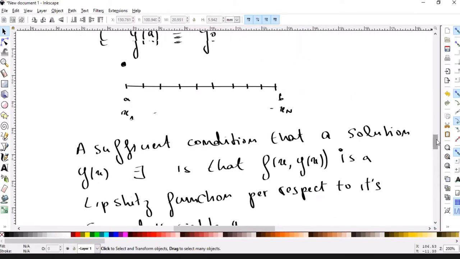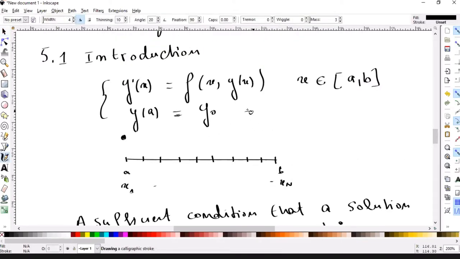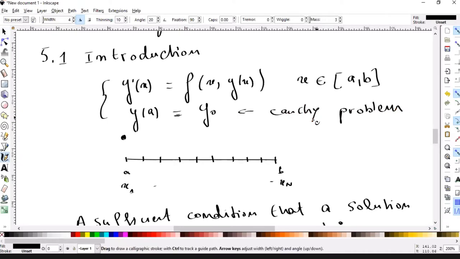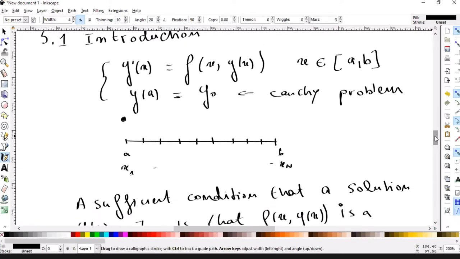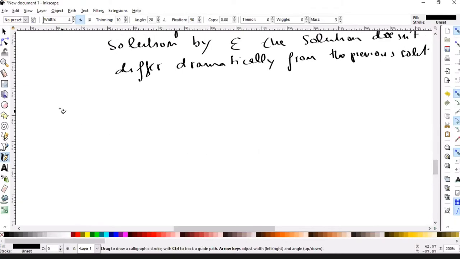This is said to be a Cauchy problem, when the initial solution is known. This is the initial condition here. This type of differential equation is said to be a Cauchy problem. So let's give some examples of differential equations or of Cauchy problems.